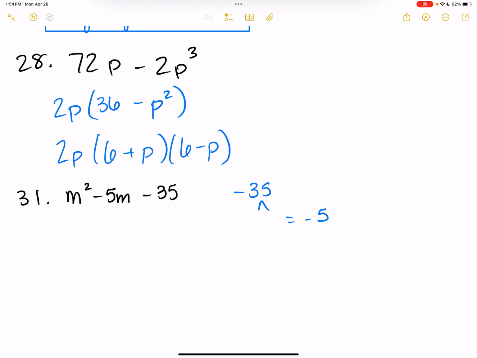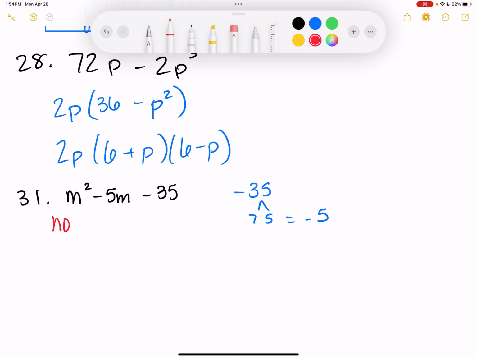7 and 5, but does that add up to negative 5? No. Does 7 break down any farther? No. We need a negative 7. Well, that still wouldn't add up to negative 5. Does 5 break down anymore? No. Does 1 and 35 work? No. So guess what? Unsolvable. Not factorable. Yay. Different.